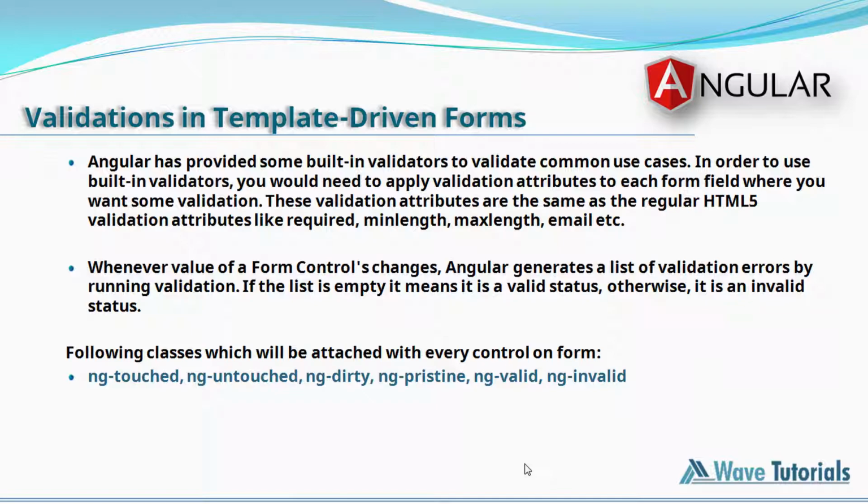So let's discuss what types of validations a template-driven form provides in Angular. Angular has some built-in validators to validate common use cases. In order to use a built-in validator, you need to apply validation attributes to each form field where you want some validation. These validation attributes are the same as regular HTML5 validation attributes like required, minlength, maxlength, email, etc. Whenever the value of a form changes, Angular generates a list of validation errors by running validation. If the list is empty, it means it's a valid state, otherwise it's an invalid state.